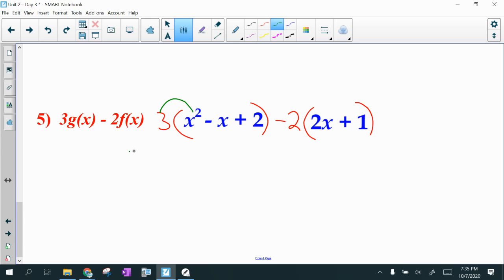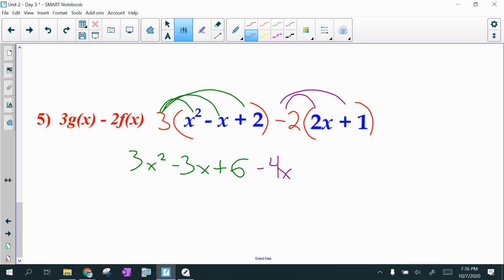3 times x is 3x squared. 3 times negative x is negative 3x. And 3 times 2 is 6. And now I'm going to try distributing the negative 2 here. I'm going to have negative 2 times 2x is a negative 4x. And negative 2 times positive 1 is going to get me a negative 2. And now let's just combine together my like terms, which means I'm looking at 3x squared. Got that. Then 3x, and negative 4x is a negative 7x.